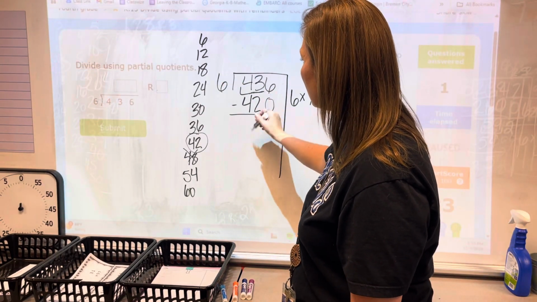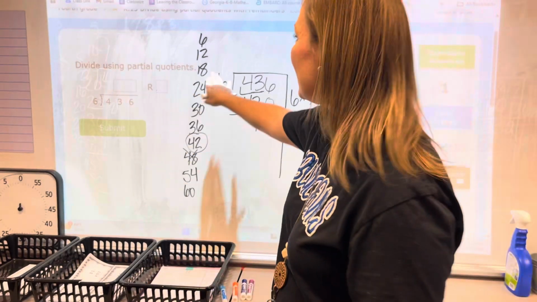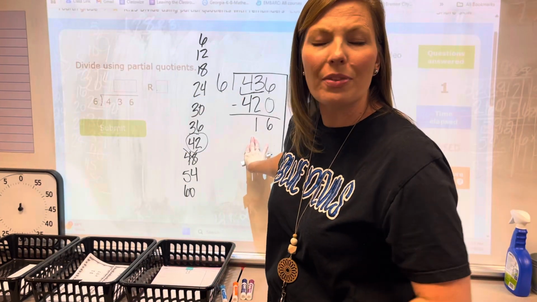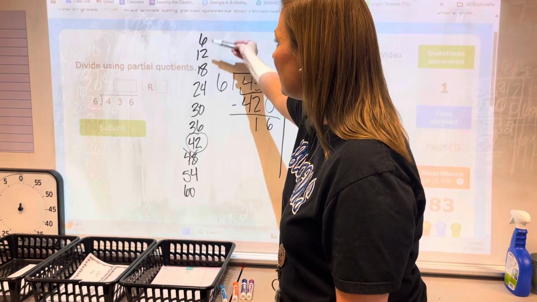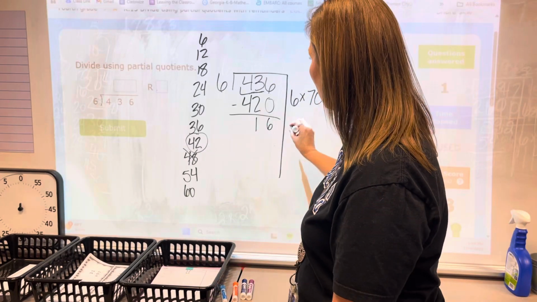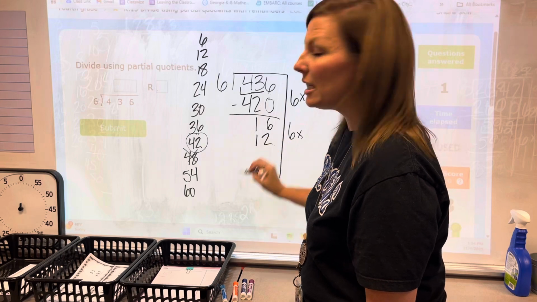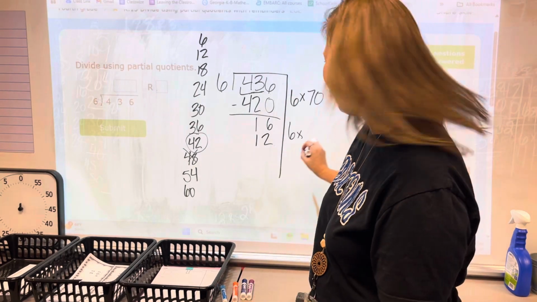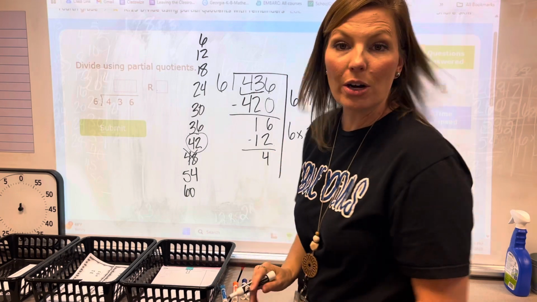So we have 6 and then 1. Ooh, now we're at 16. So the same thing, guys, is 6 divisible by 1? No. The 16, they know they don't even have to ask that question. They want to go ahead and say, oh, 12 is the highest multiple that I can get to. So I would say 6 times what gets me to 12? And they would say 6 times 2. And then we subtract. And now we're here at 4.